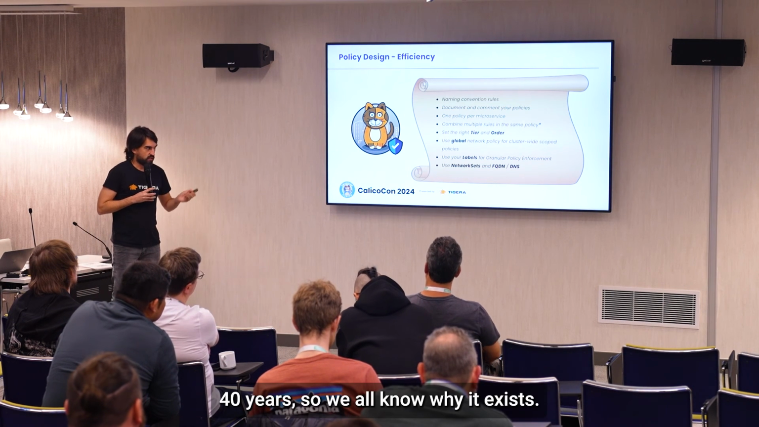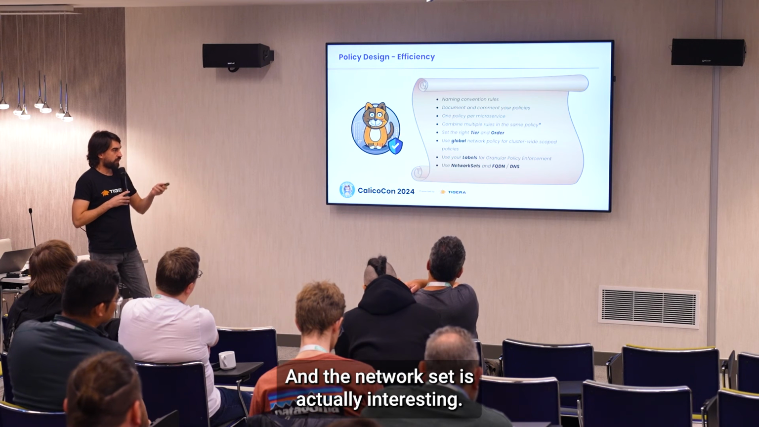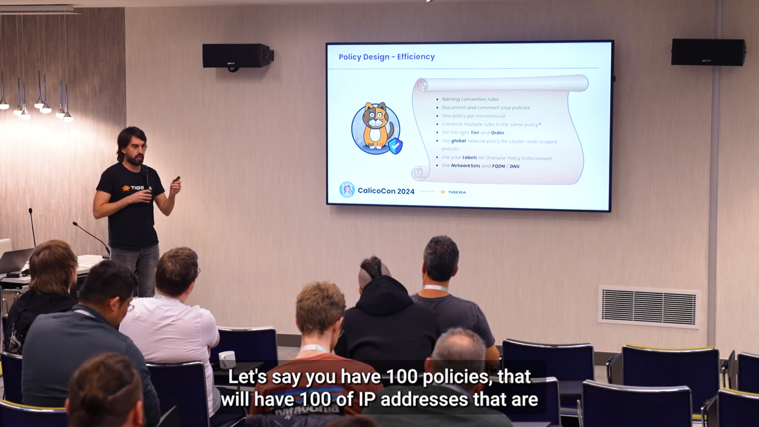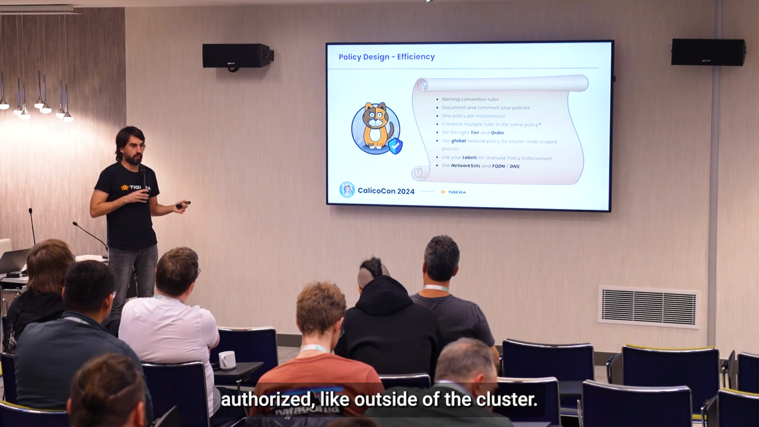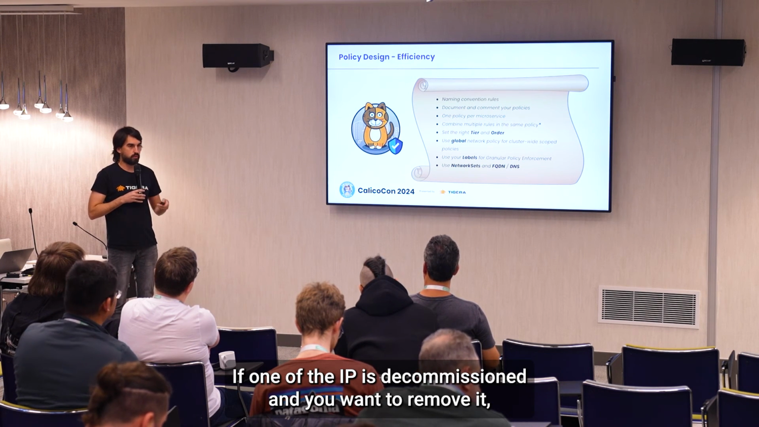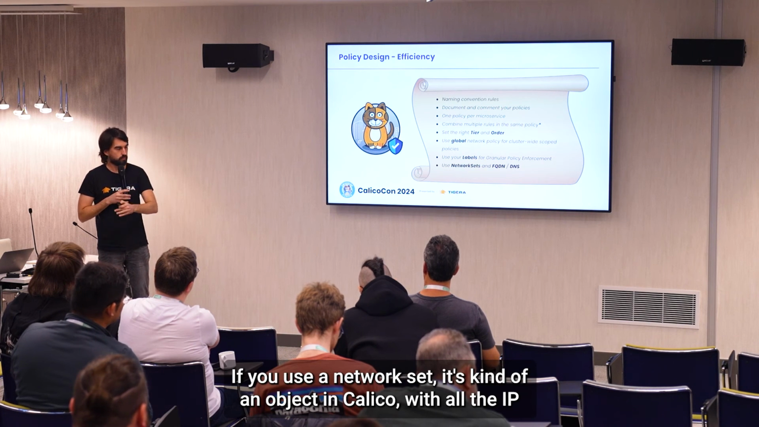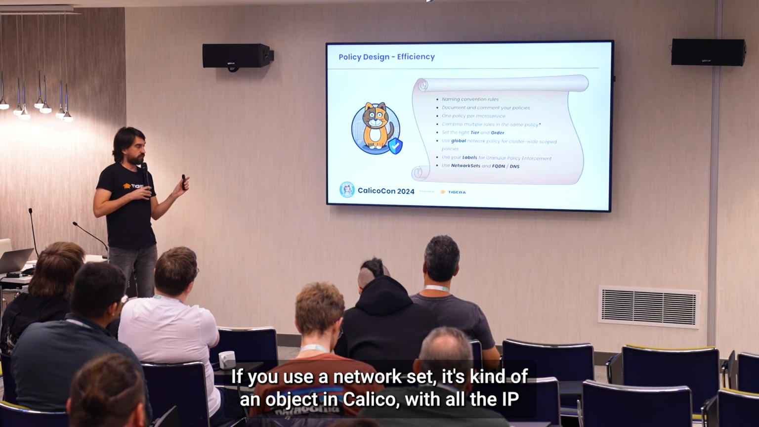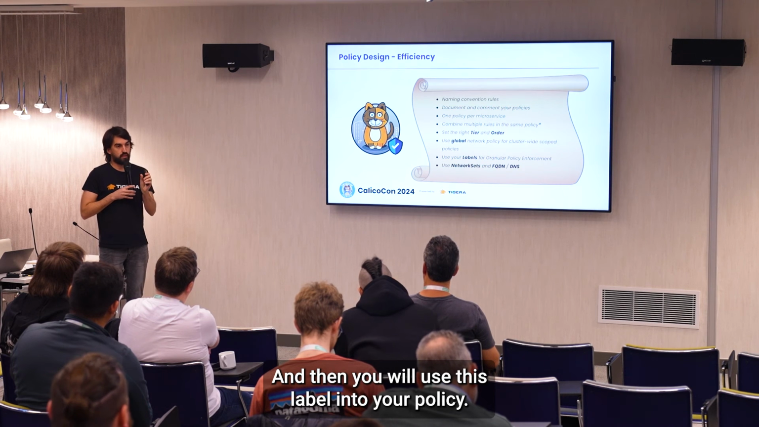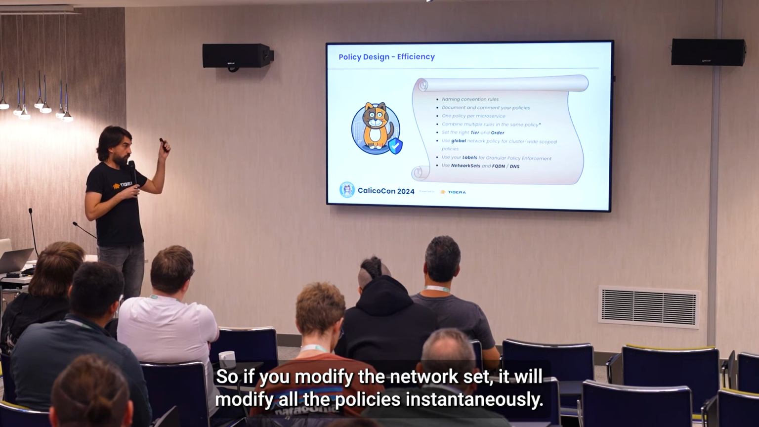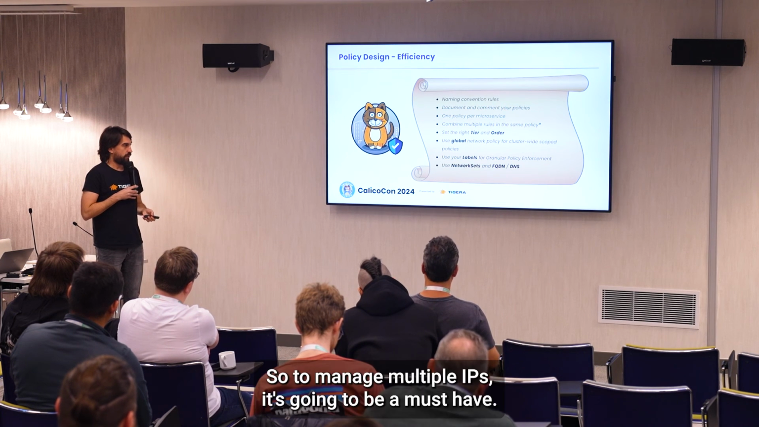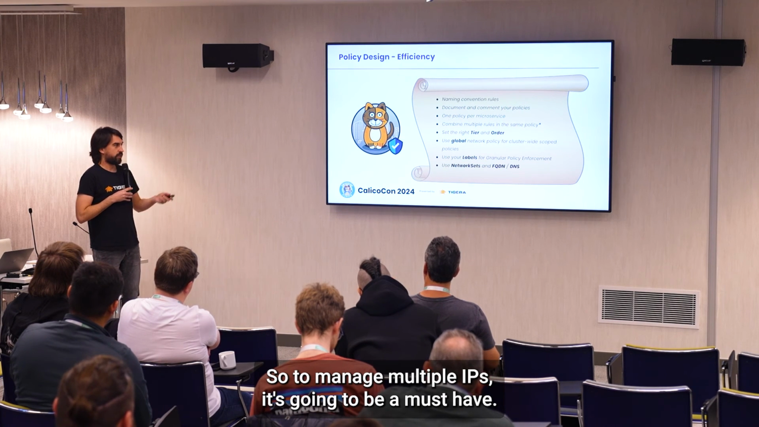DNS, it's pretty obvious. It exists for like 40 years, so we all know why it exists. And the network set is actually interesting. Let's say you have 100 policies that have 100 IP addresses that are authorized, outside of the cluster. If one of the IPs is decommissioned and you want to remove it, you'll have to edit 100 policies. If you use a network set, it's kind of an object in Calico with all the IP addresses, and it will have a label. And then you will use this label in your policy. So if you modify the network set, it will modify all the policies instantaneously. So to manage multiple IPs, it's a must-have.